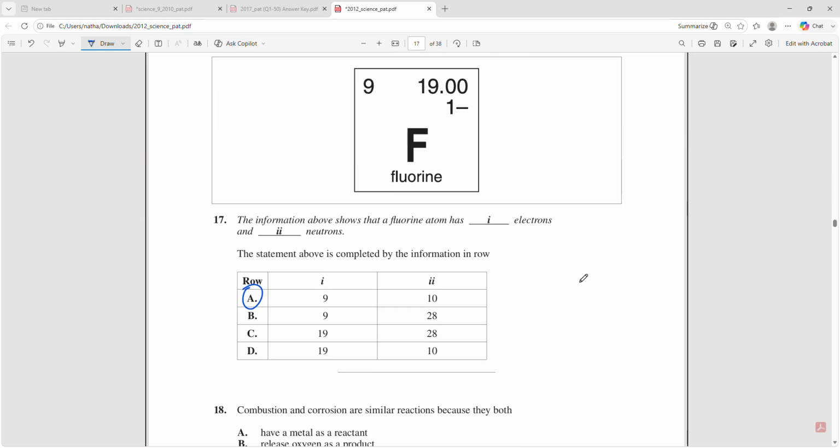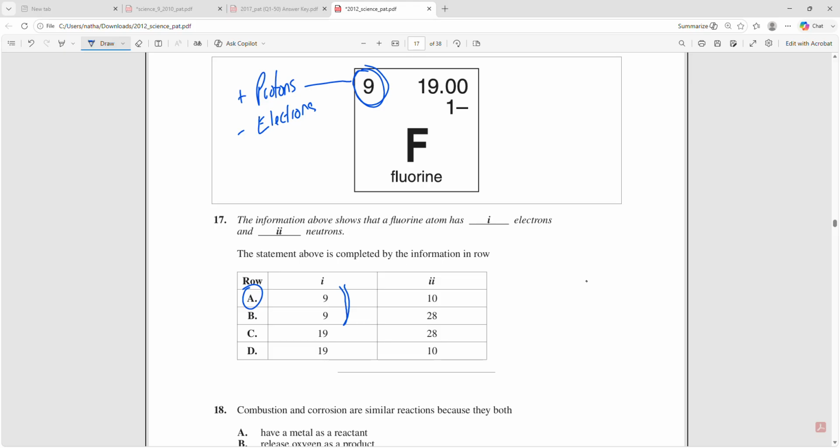Okay, next one. The information above shows that a fluorine atom has how many electrons and how many neutrons. So electrons, this is our atomic number. This tells us the number of protons, and also the number of electrons, because we assume all these on the periodic table to be neutral atoms. They're not ions where they've lost or gained electrons. So protons and electrons must be balanced. So there's the same number of electrons. So we know it's one of these two answers.